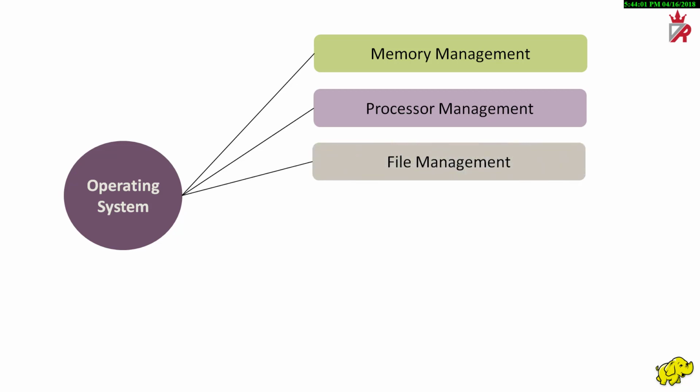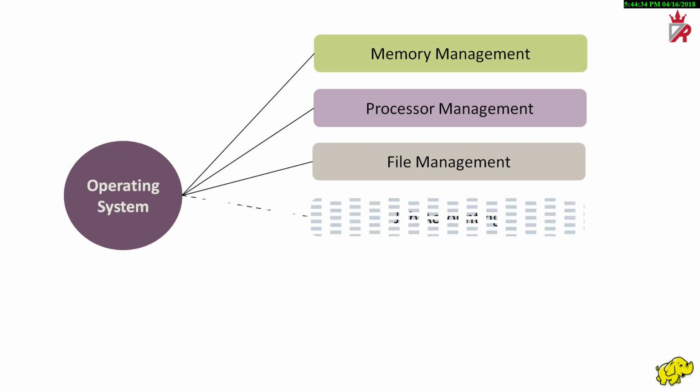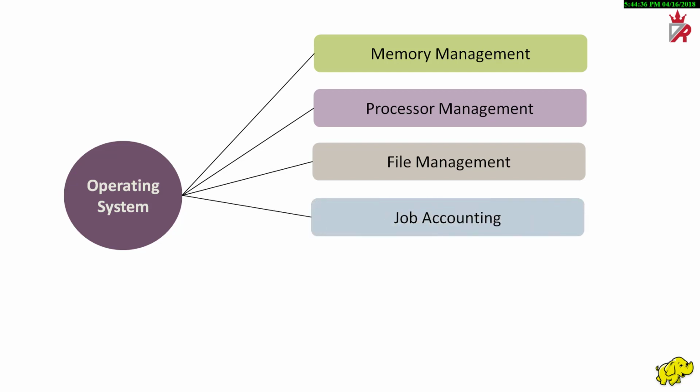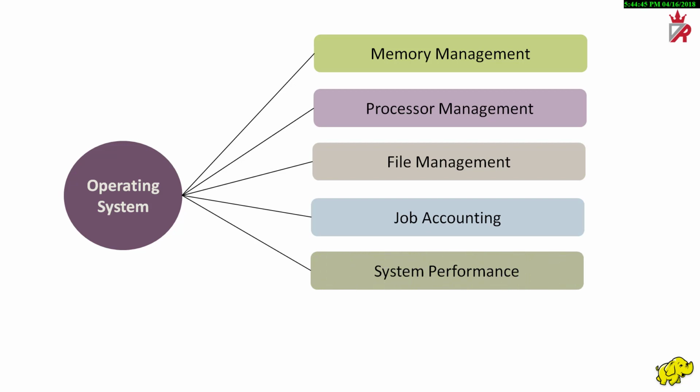File management. Operating system allocates and deallocates the resources and decides who gets the resources. It also does job accounting by keeping track of time and resources used by various jobs and users. Operating system takes control over system performance. It records delays between the request for a service and the response from the system.